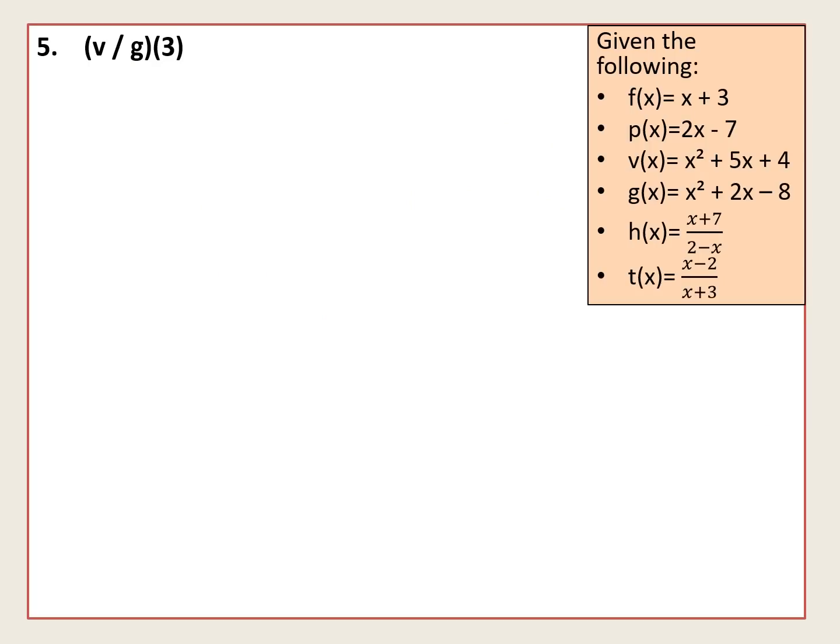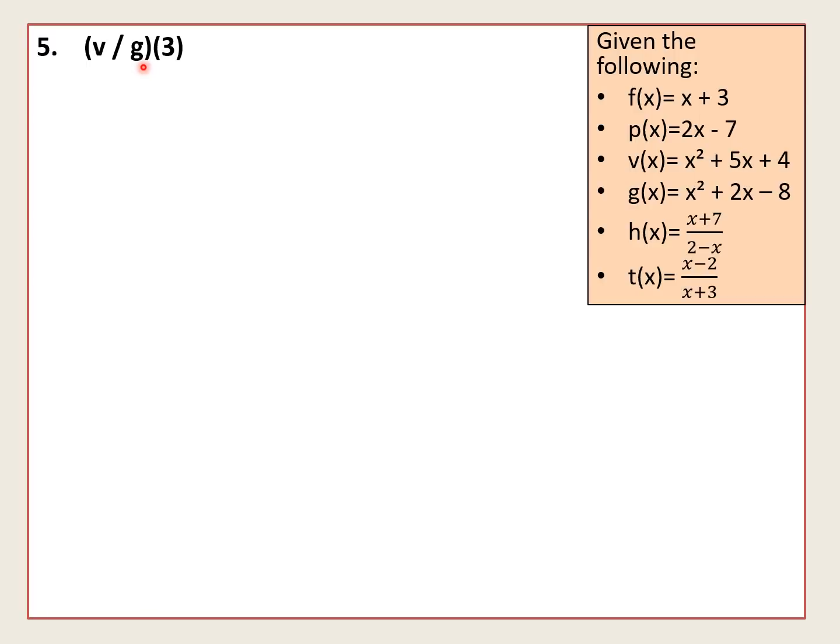Let's have the last example. Example number 5. According to example number 5, we have to look for the quotient of the two functions, v and g. And of course, we're going to evaluate the quotient after the process of operation with x equal to 3. Okay? So the first thing we will do is to get the quotient first of the two functions v and g.